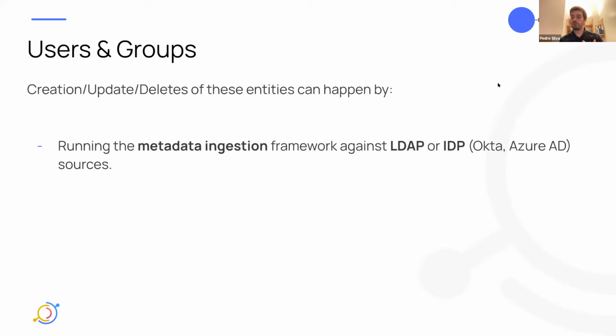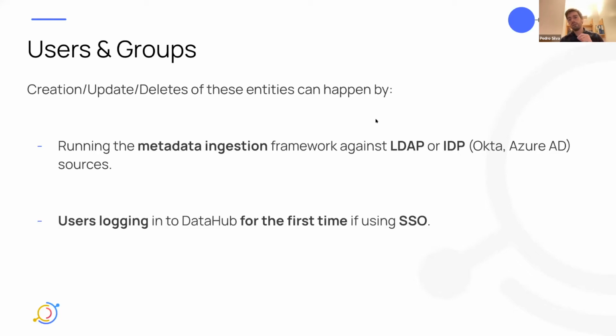When you try to ingest these users, or if you want to update them or even delete them, usually the way that this should be done is by using the metadata ingestion framework against data sources like LDAP or IDP, so the identity providers. This depends on your setup, but we support things like Okta and Azure Active Directory, right?